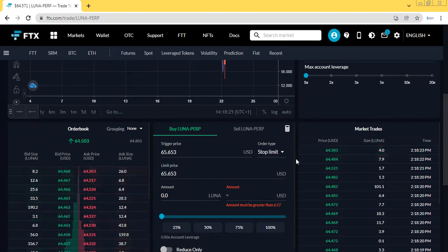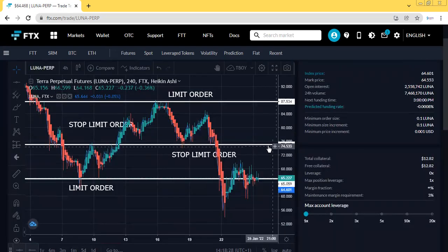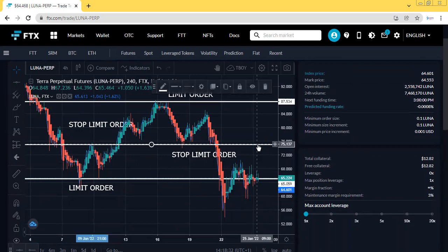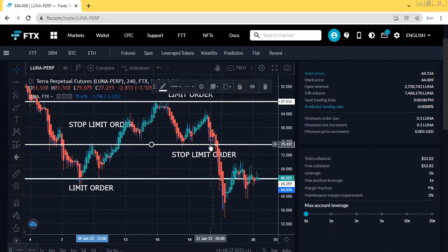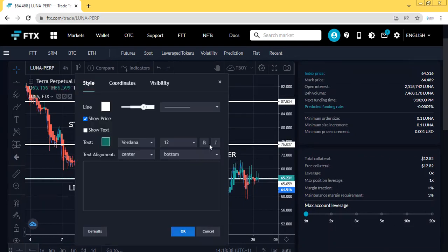Let me show you an example of this stop limit. Assuming that the price is like this, I want to put a sell stop limit order.